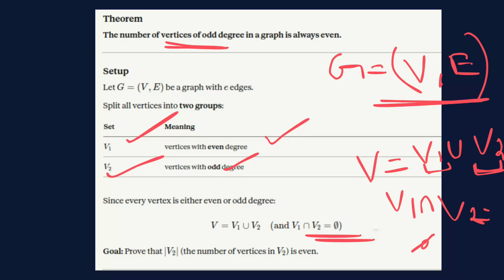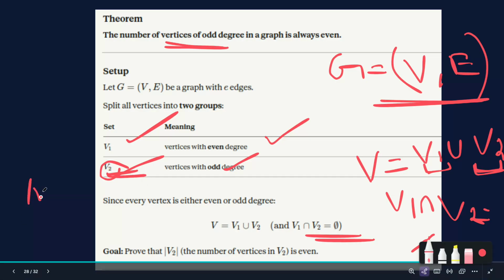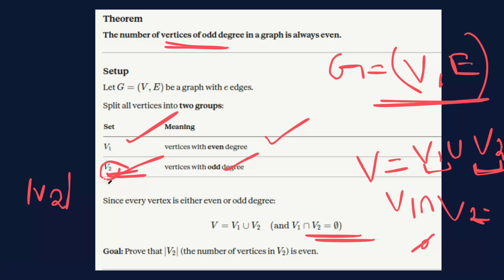The proof that we have to do is that our goal is to prove that the number of vertices with odd degree, that is V2, we can represent the number as |V2| like this. So the number of vertices in V2, we have to prove this number to be even. The number that we get by counting the total number of vertices with odd degree, we have to prove to be even. That is our goal.